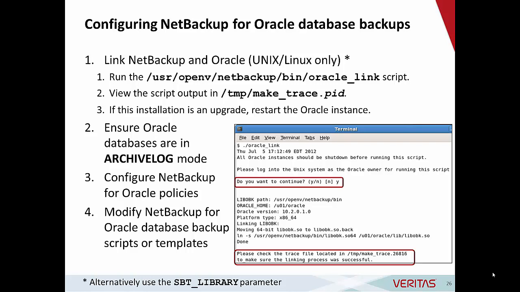Next, if we want to do hot backups up to the point of failure, then we ensure Oracle databases are running in archive log mode. We configure NetBackup for Oracle policies, and then we modify NetBackup for Oracle database backup scripts or templates if we'll be using the legacy method. If we're using intelligent policies, that step of modifying scripts or templates is not necessary. In the examples in this lesson, we'll be using Oracle Intelligent Policies, so the configuration of specific scripts will not be necessary.